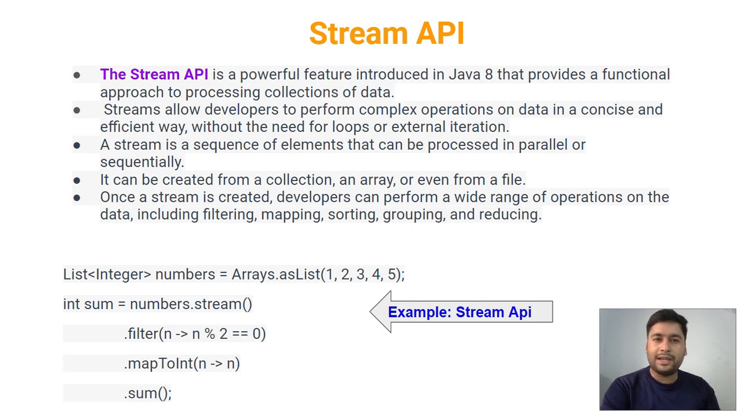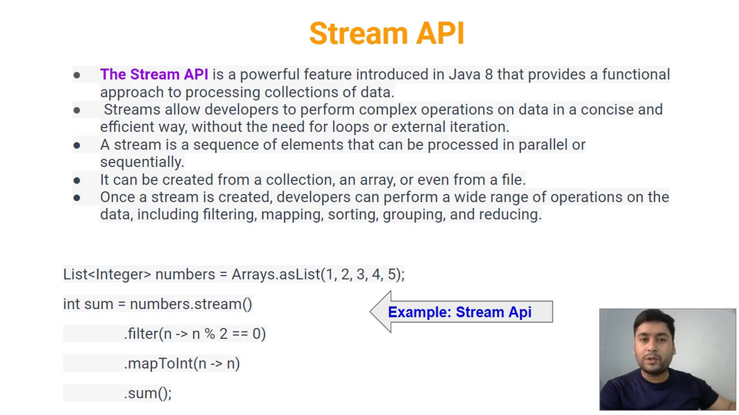Stream API is very important. With the help of the stream API we can do any big methods or big logic. We can reduce lines of code and write it in one line of code. That is possible with the help of the stream API. And in the stream API we can take the help of functional interfaces, lambda expressions or method references, which we have already discussed.